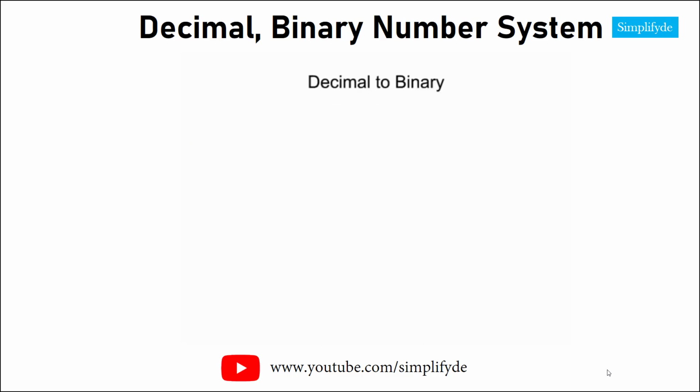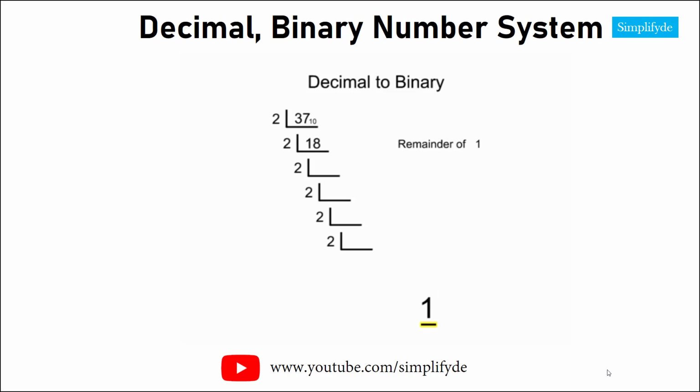Now, let's apply a process for converting a decimal number to its binary equivalent. This method involves repeated divisions by 2. Taking the base 10 number 37, and dividing by 2, we get a quotient of 18 with a remainder of 1. This remainder occupies the first position.